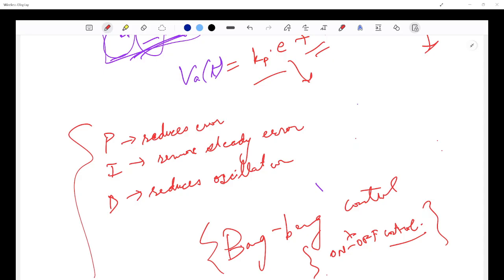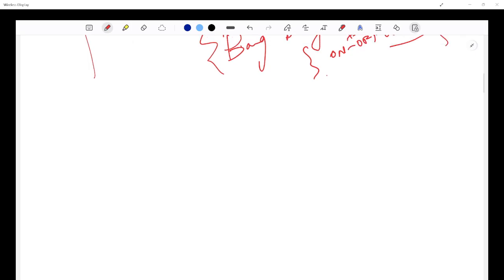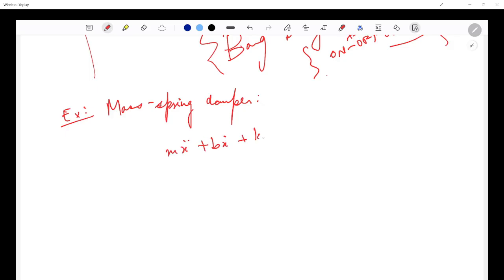Now, Laplace transform you already know very clearly. Let's say I take an example of a mass-spring-damper system. It is given directly by this equation, where F(t) is any external force acting on it, and B and K are the damping and spring coefficients.